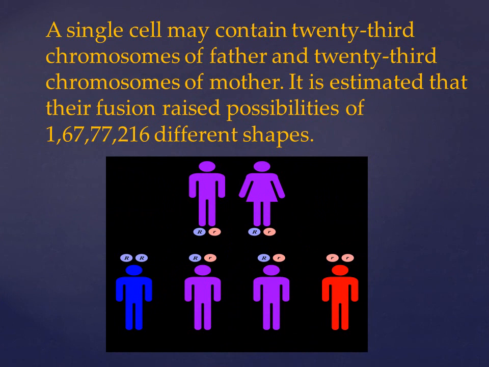A single cell may contain 23 chromosomes of father and 23 chromosomes of mother. It is estimated that their fusion raises possibilities of 1,67,77,216 different shapes. These variations in the progeny are quite natural. Obviously, there are as many chances of dissimilarity in a similar process of chromosomes as of similarity. Therefore, variation is not against the law of similarity, but it is a part of it.